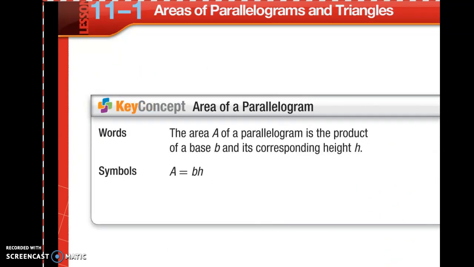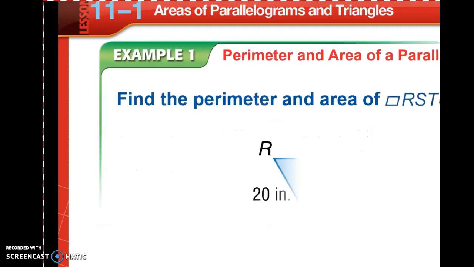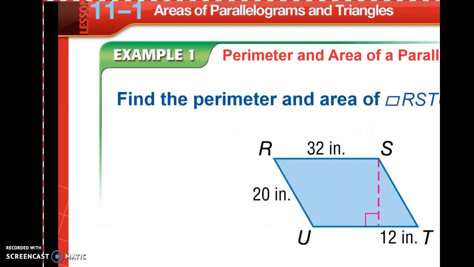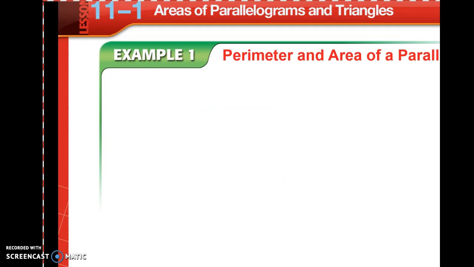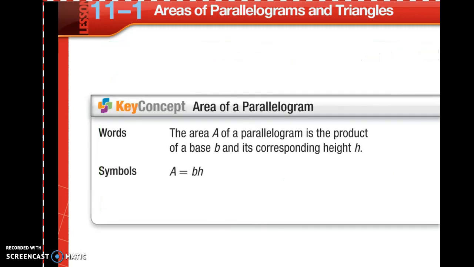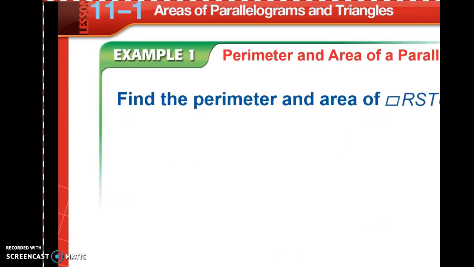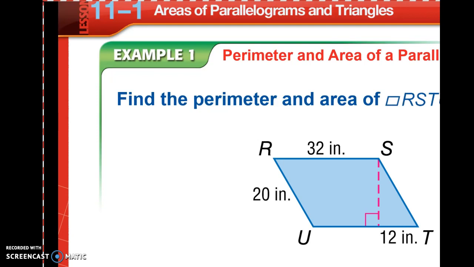All right, so area of a parallelogram is base times height, and the height is that perpendicular line to the opposite side. Can be anywhere. We're going to have to use some of our tools that we have in our toolbox for solving for missing sides and so forth. So here we want to find the perimeter. So perimeter is the length of all the sides added together.